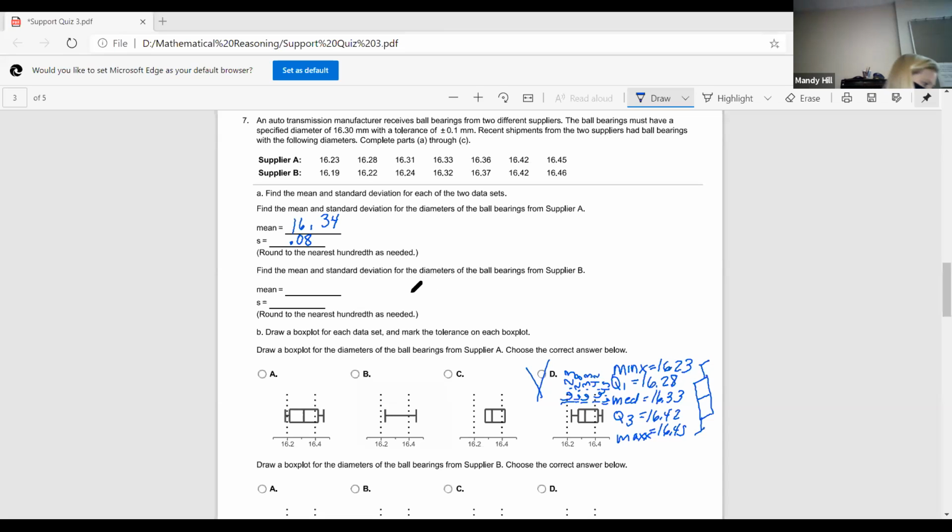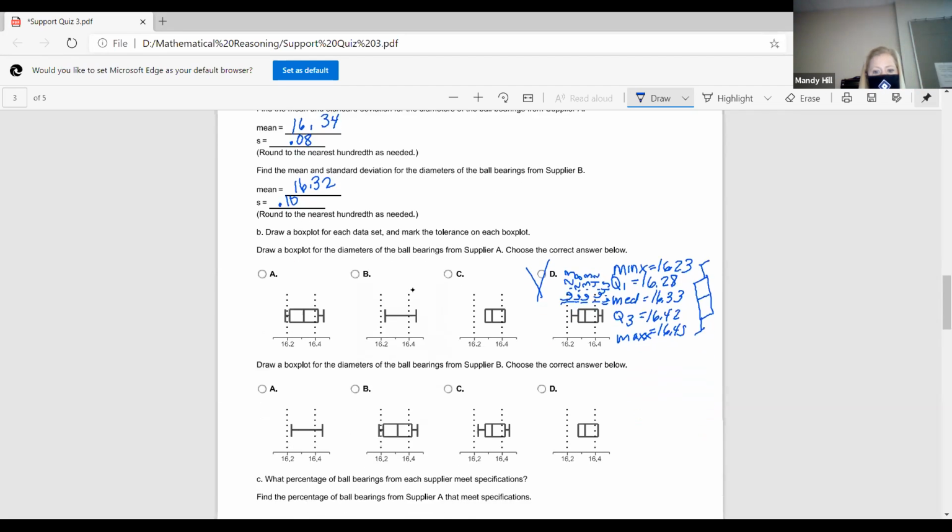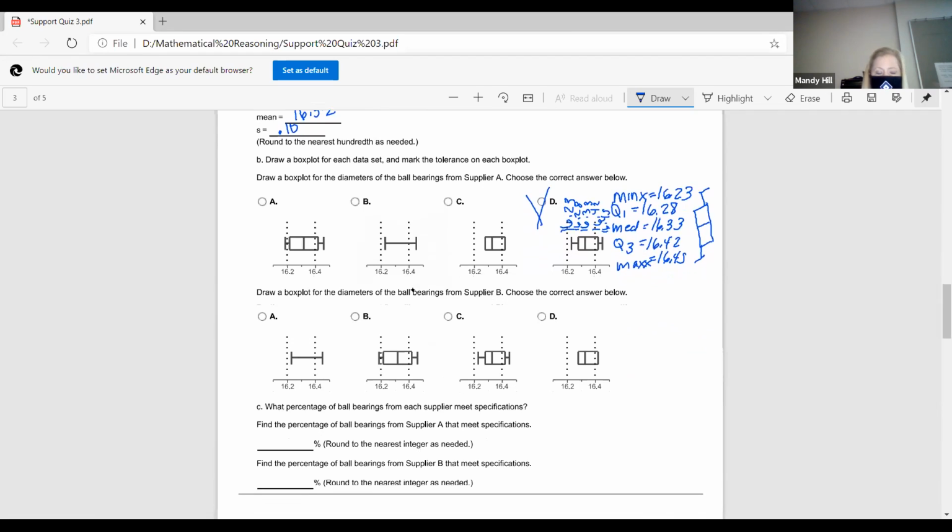So we got our mean. The calculator told us it was 16.32. That was our X bar. Our standard deviation was 0.10. And we need to draw a box and whisker plot. So our minimum is 16.19.